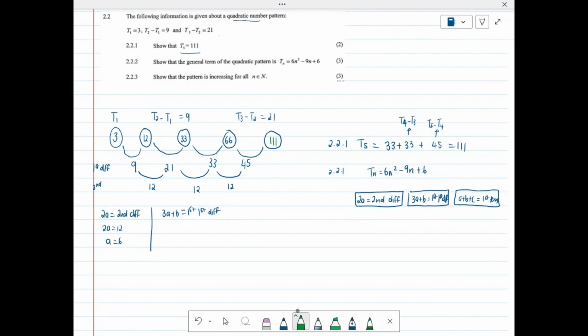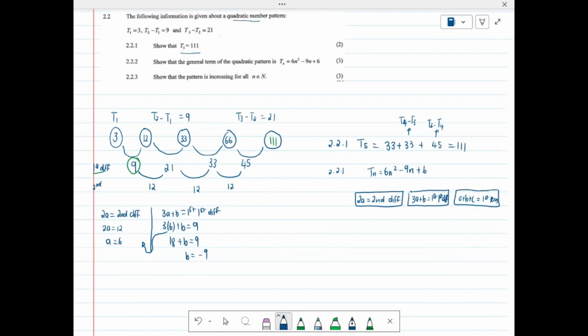So here's the row of your first differences. The first one is 9. So we have 3 and a was 6 from the previous calculation, plus b is equal to 9. So that is 18 plus b is equal to 9. So solving for b, we get that it is minus 9.